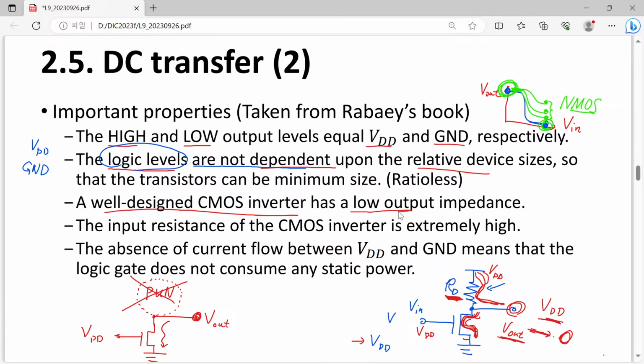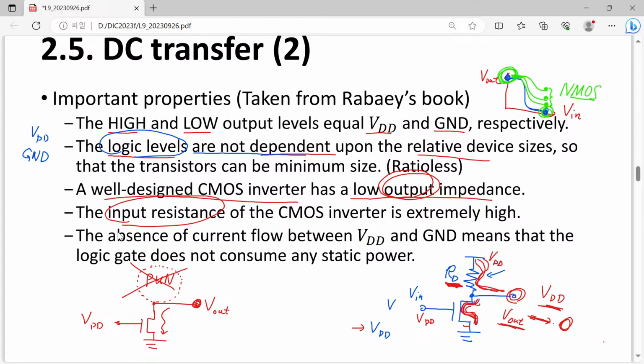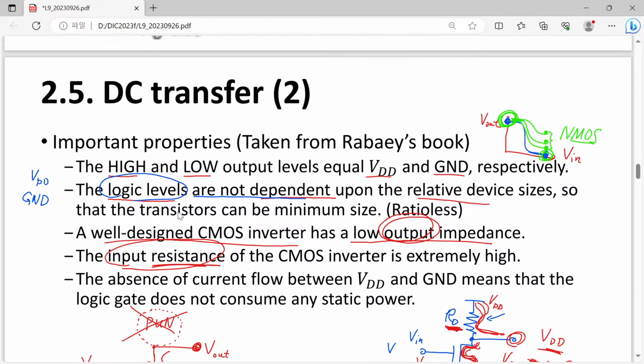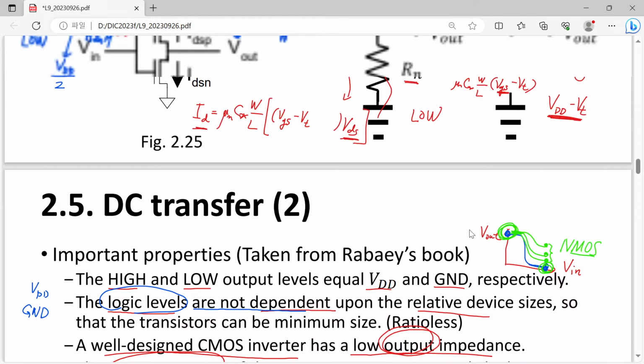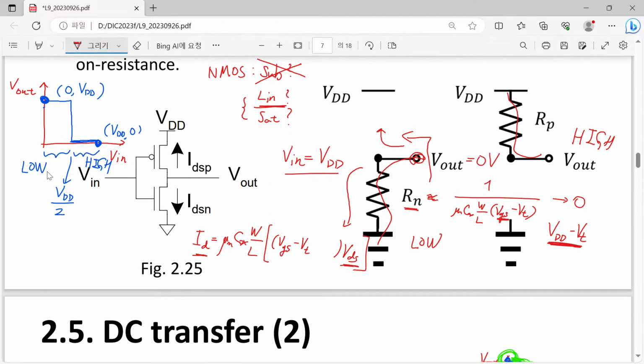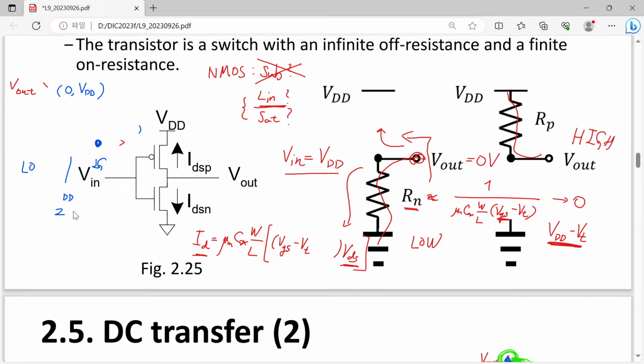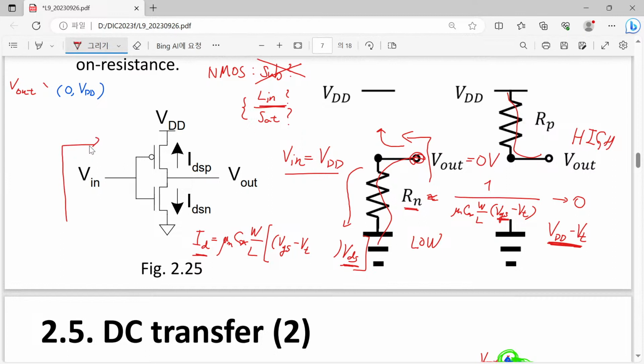On the other hand, up to now we have considered output impedance. Then how about input impedance? When we consider low frequency, instead of impedance we can say input resistance, and that is extremely high. Why do we have extremely high input impedance? In order to consider this, we have to consider the impedance seen from this input node. Then what is seen from this one?